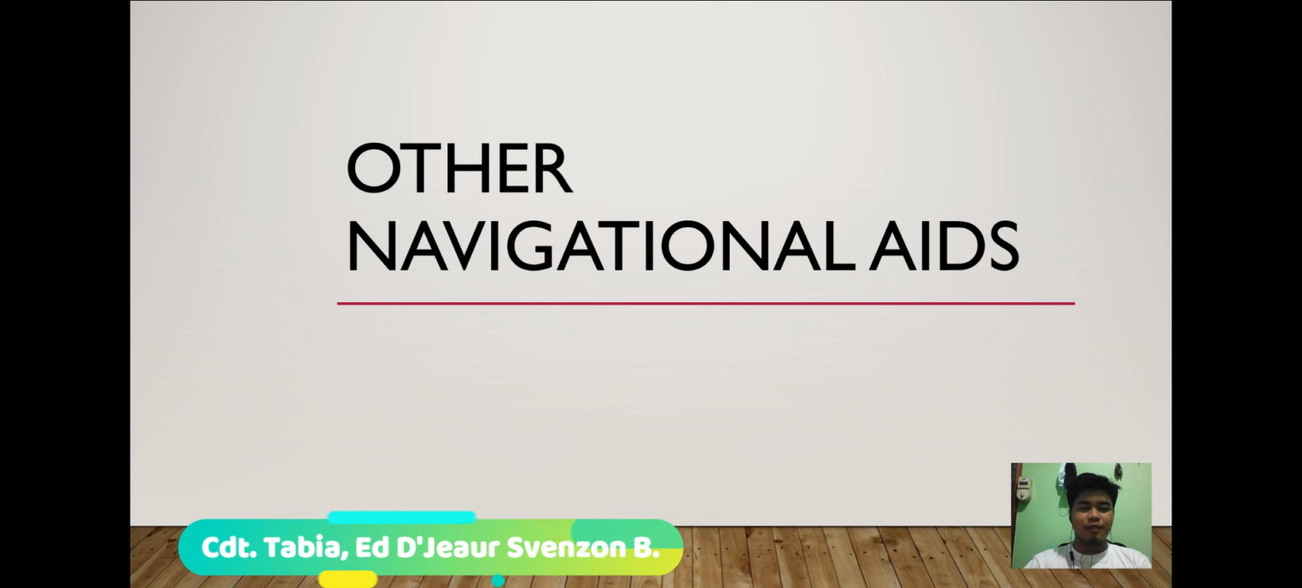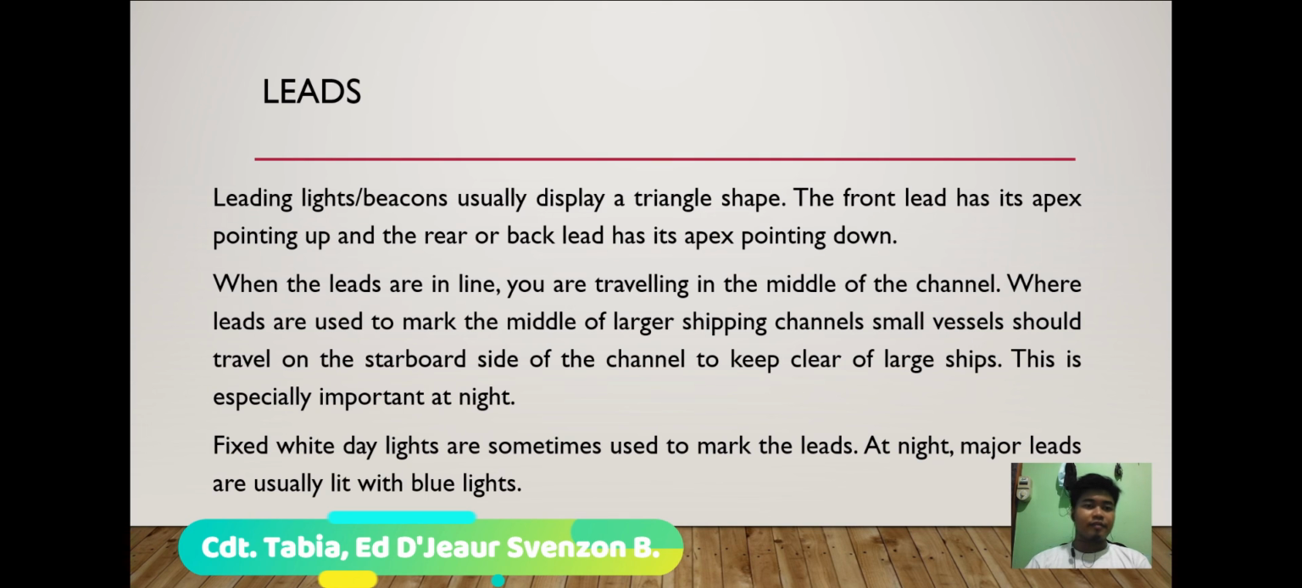So for the last part of this reporting, we have other navigational aids. First, we have leads. Leading lights or beacons usually display a triangle shape. The front lead has its apex pointing up, and the rear or back lead has its apex pointing down. When the leads are in line, you are traveling in the middle of the channel, where leads are used to mark the middle of larger shipping channels.